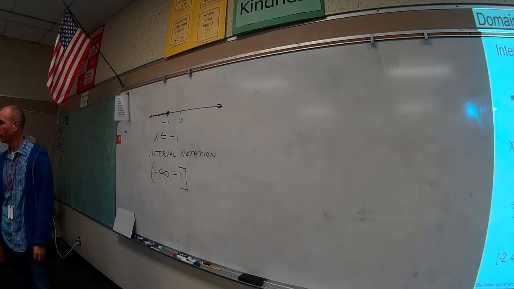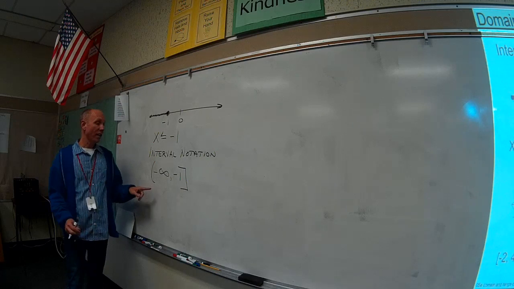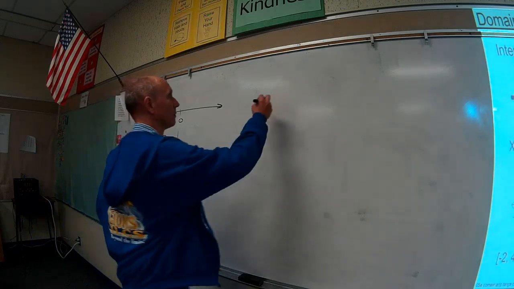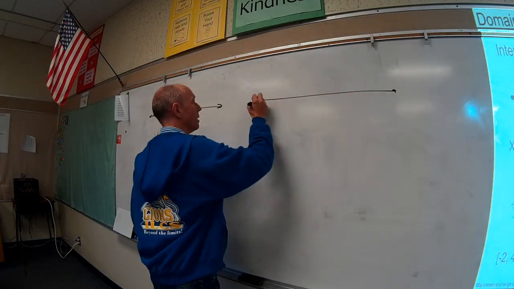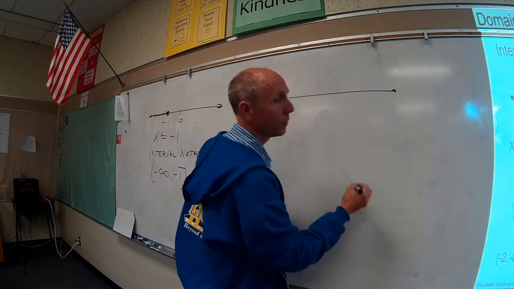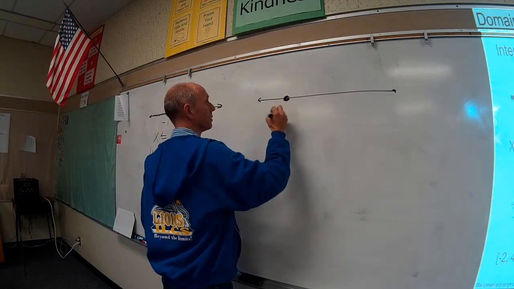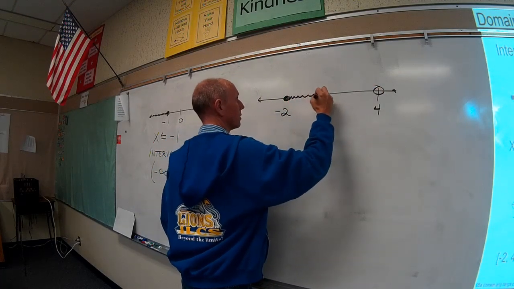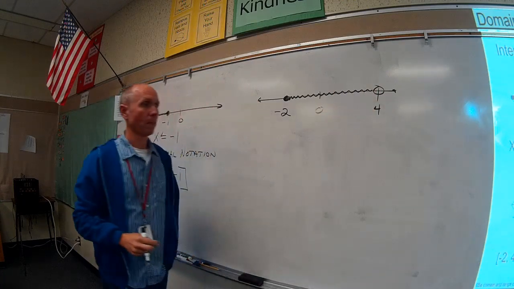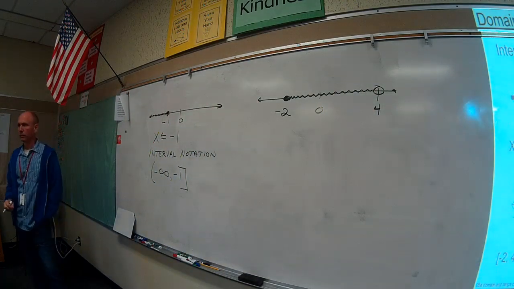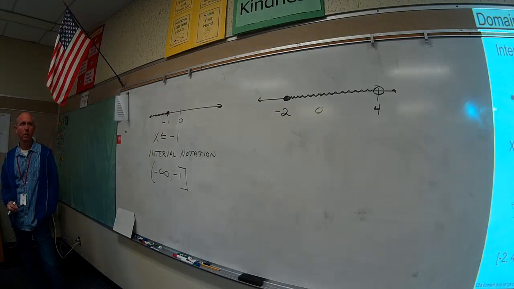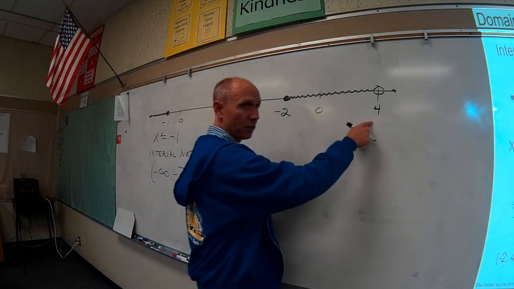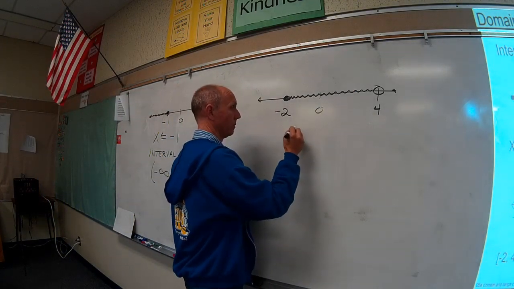Yes? Why does it use brackets? So one is a parenthesis and one is a bracket. Well, let's do another one right here and see if you can figure out the difference. So let's do negative 2 to 4. And I am telling you, using interval notation, that I can show this without a number line like this.